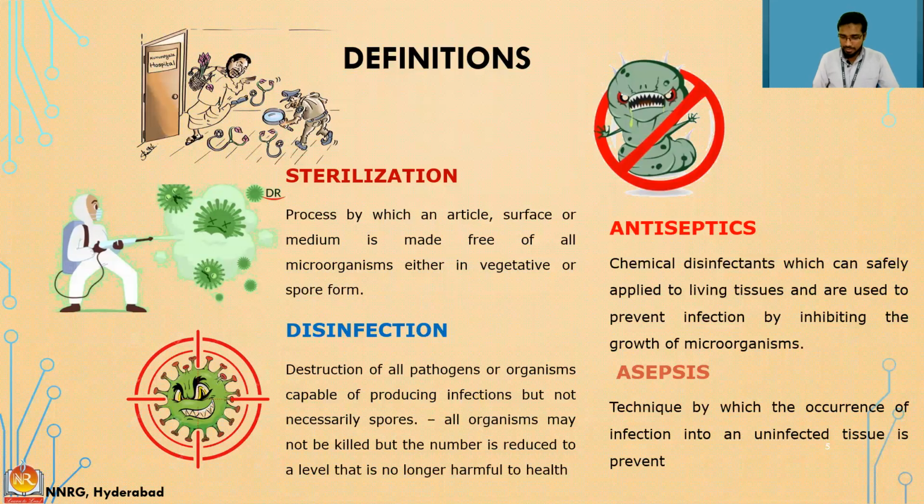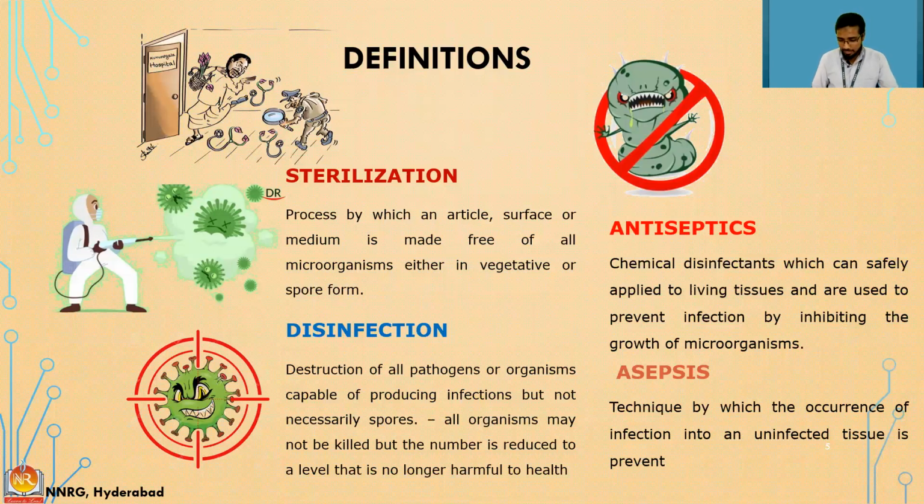And next is antiseptic. You might have heard this term antiseptic. What does it mean? It means prevention of septic. What is septic? It is a kind of infection caused by microorganisms. So antiseptics are the chemical disinfectants which can be safely applied to living tissues and are used to prevent infection by inhibiting the growth of microorganisms. So antiseptics can include all the antimicrobial agents: antifungal, antiparasitic. All these agents come under antiseptics.